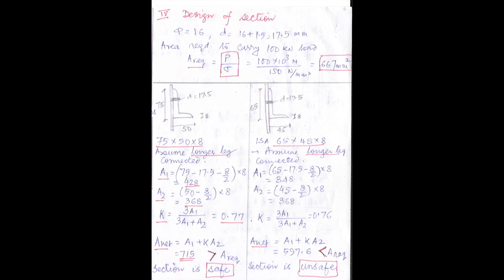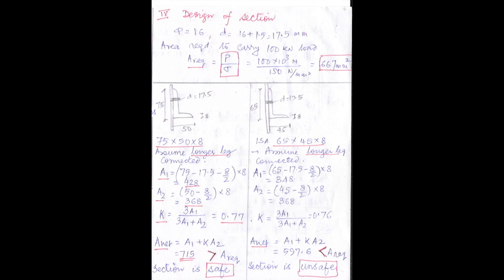So the 50 side is the outstanding one. Correct? Now how should we calculate the value of A1? A1 is the area of the leg connected with the gusset plate. Here we will do 75 minus 17.5, that is the gross diameter, minus 8 by 2. 8 is the thickness of the angle section, correct? So center line to center line concept. You multiply this entire thing by the thickness of the angle, that is 8. This gives A1 as 428.